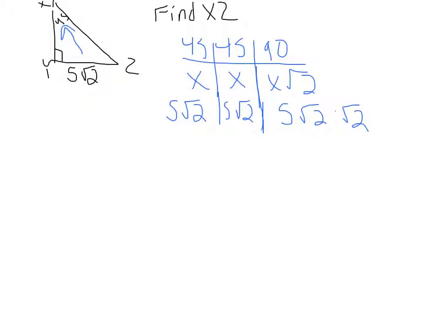So this would be like 5 times the square root of 4. We know the square root of 4 is 2. This is simply 5 times 2, which gives me a value of 10. So my missing side across from my 90 degree angle is actually 10.